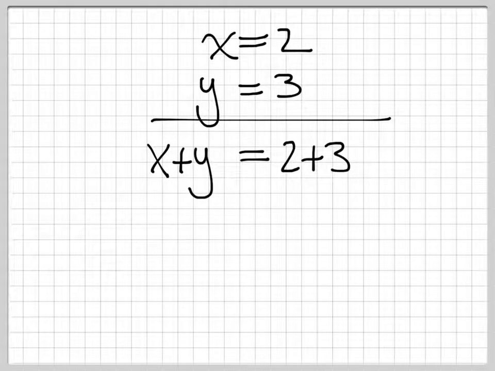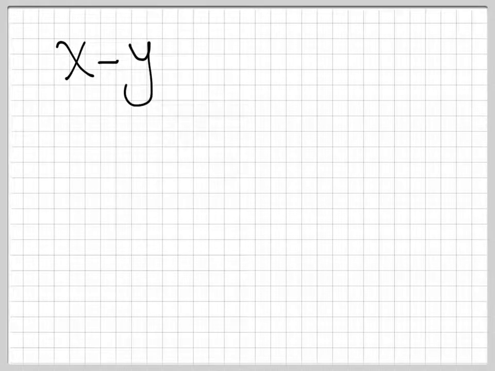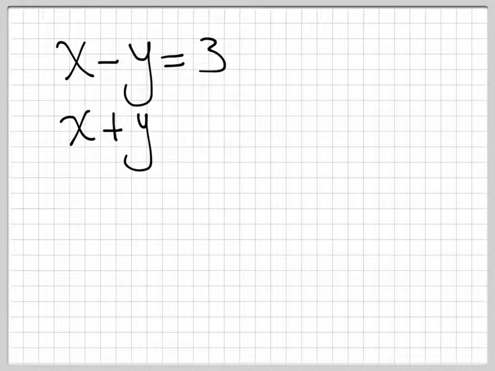But the net effect here is we just added the left sides of the equation to get the left side of a new equation, and we added the right sides of the equation to get the right side of a new equation. And so this is the foundation for elimination. And let me give you a tiny example. We have x minus y equals 3, and x plus y equals 5.